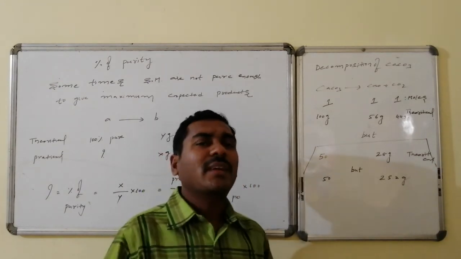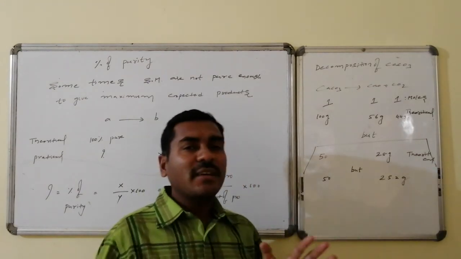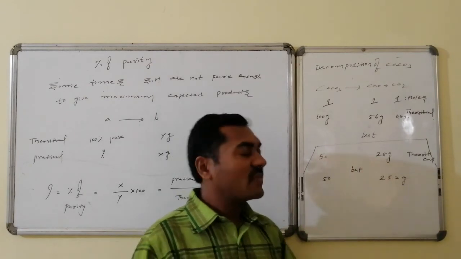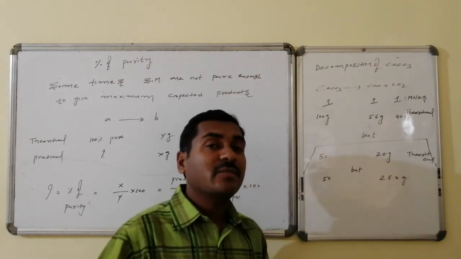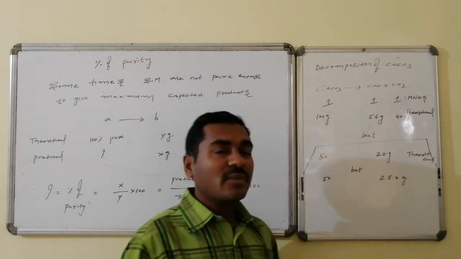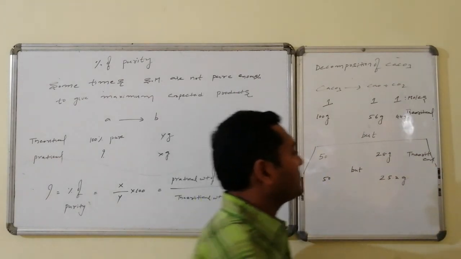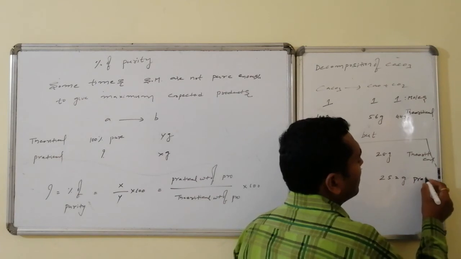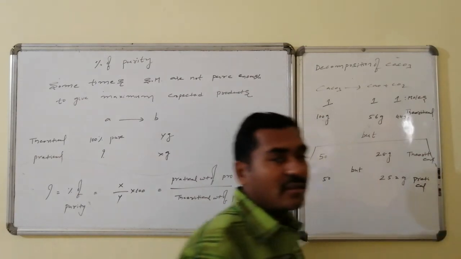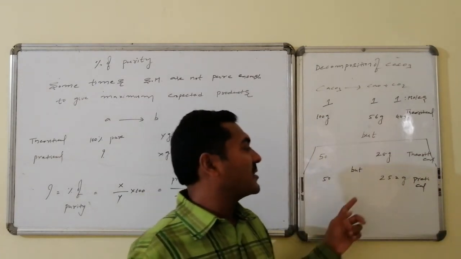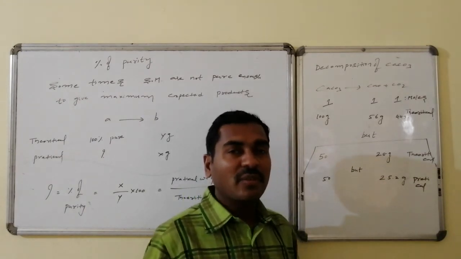But I took 50 grams. For 50 grams, theoretically, we are expecting 28 grams of calcium oxide. But unfortunately, it is not producing 28 grams, it is producing 25.2 grams. This is practical. On heating 50 grams of calcium carbonate, it is producing 25.2 grams of calcium oxide.